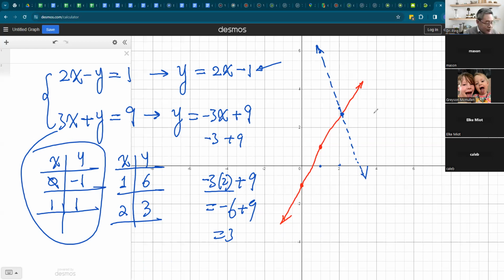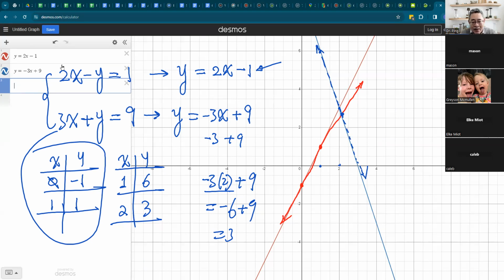Now, because I draw like this, I probably am off. So how do I make sure? Fortunately, on this, we can type the equation in. So in this case, I can type y equals 2x minus 1. You can see that we got the first line. Yeah, so I can see that I was off. And then we type y equals -3x plus 9. Okay, now it's kind of clear. Actually, the point is here, the intersect.